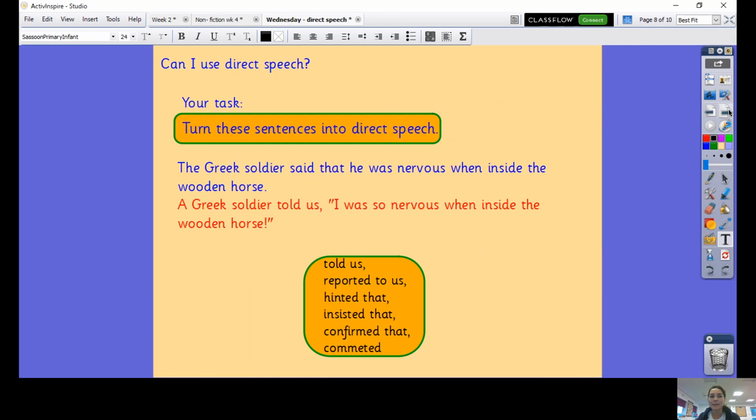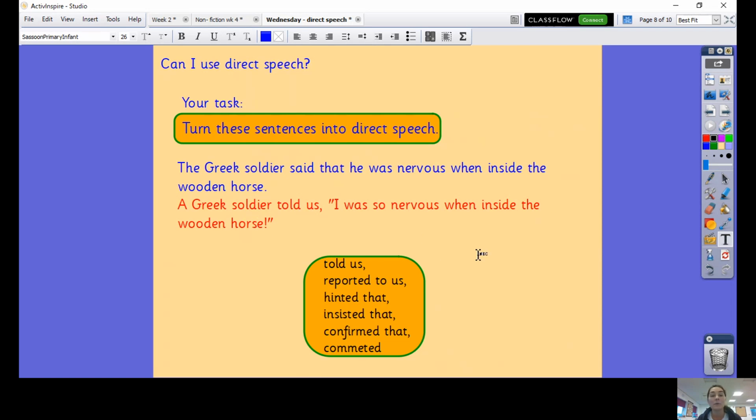Okay. So here we are, we're finally at our task. Your task today is to turn these sentences into direct speech. Okay, so I have given you a series of sentences that are not in direct speech, and you are going to turn them into direct speech. So the Greek soldier said he was nervous when inside the wooden horse. Okay, and we can turn that into direct speech by saying a Greek soldier told us, open speech marks, I was so nervous when inside the wooden horse.